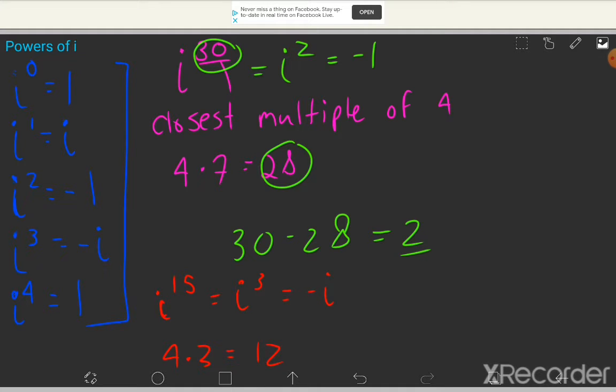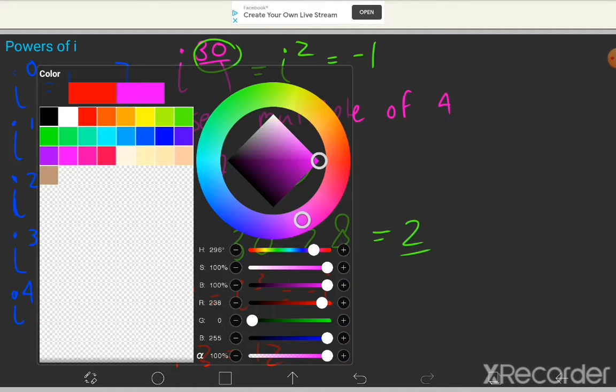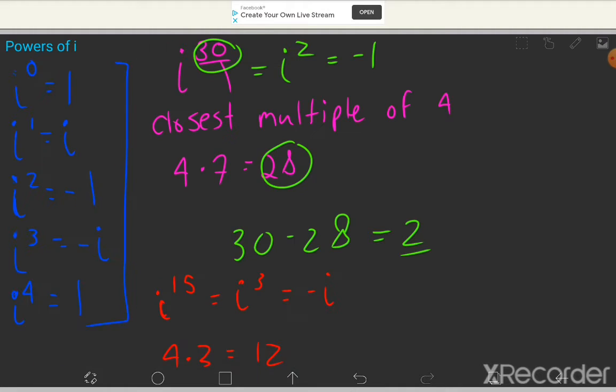And say if it had a coefficient, so say this was 5 times i to the 15th, all we have to do is stick a 5 in there, so it does not affect any other number.